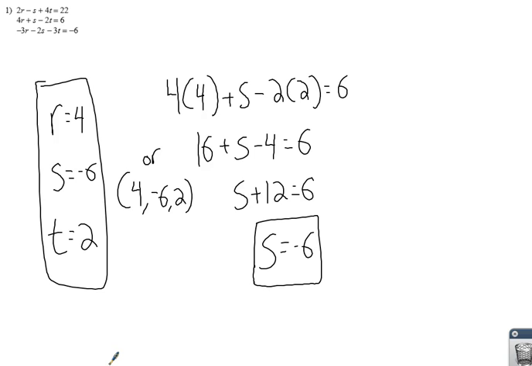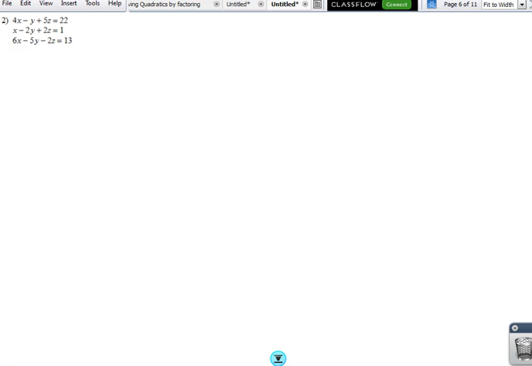Alright, let's move on to the next set, shall we? Sure. Okay, let's go to the next problem, shall we? Yes, let us do that. So, let's look at this problem and take a minute and figure out which variable I wish to get rid of.